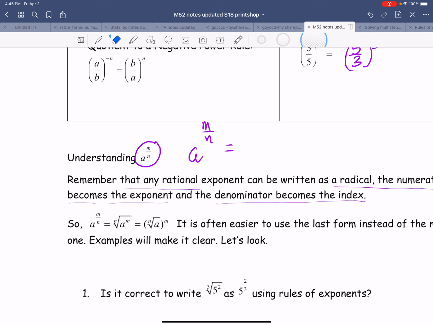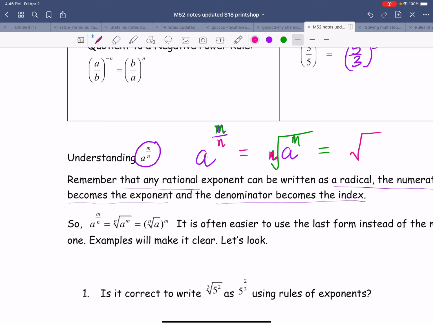Maybe use different colors, that might help. Okay, the denominator is going to become the index, the numerator is going to become the exponent. So here we have a. This can be expressed in two different ways: a to the power m, nth root, or we can also express it as the nth root of a, raised to the power m. So both ways it's correct.